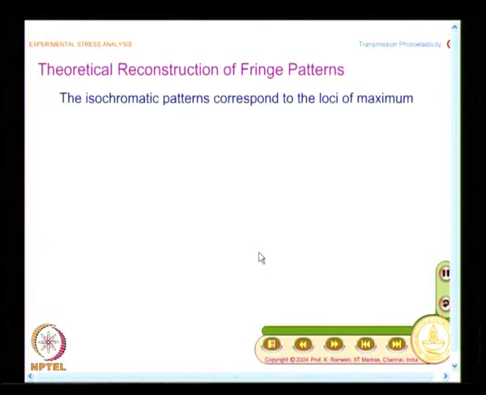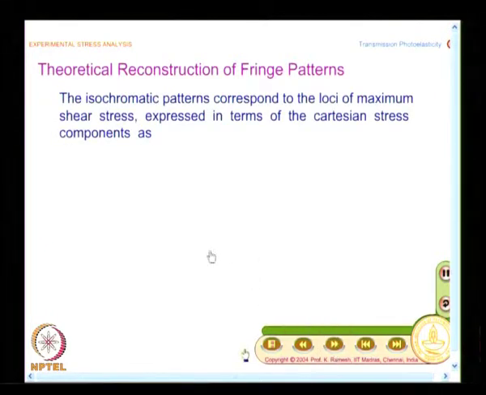And even the thickness variation you can do by a very simple mathematical step. You do not have to worry that, depending on the fringe gradient, I should go and tell the program to make the thickness so much, nothing of that sort is required. And how do I do the theoretical reconstruction? This is what we will see.